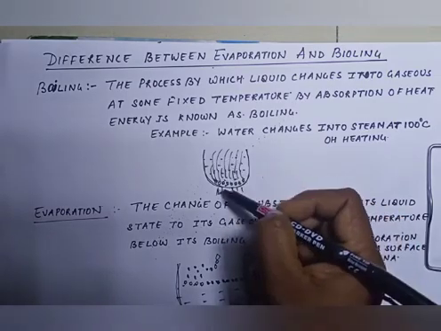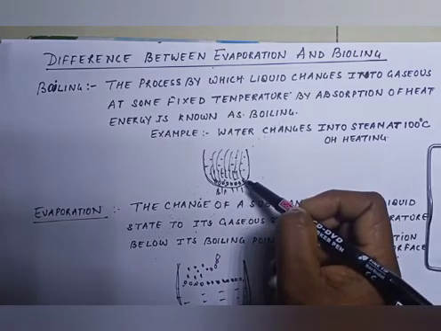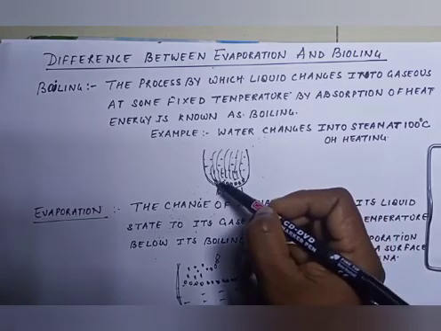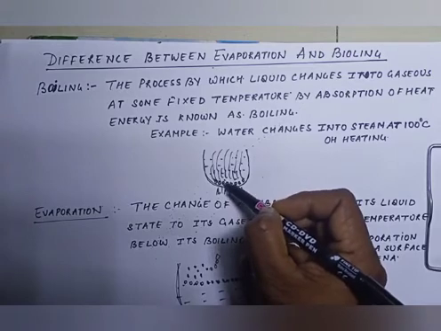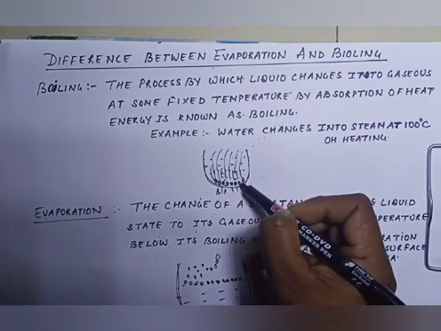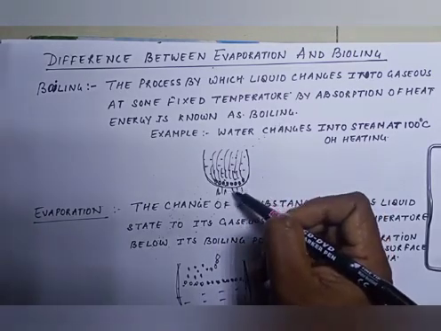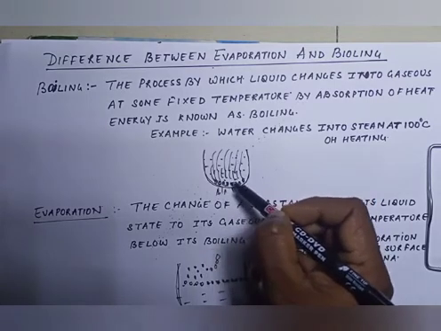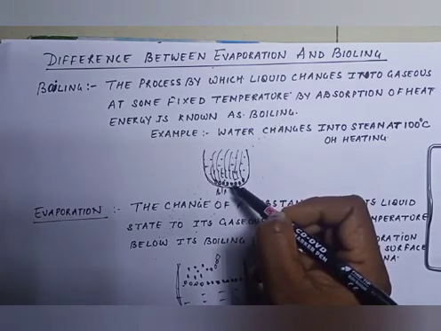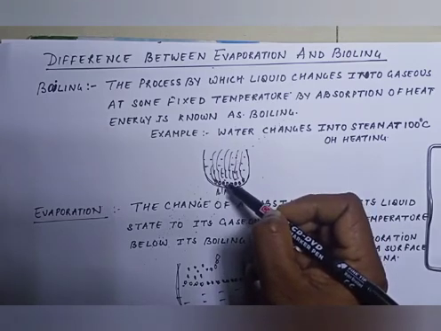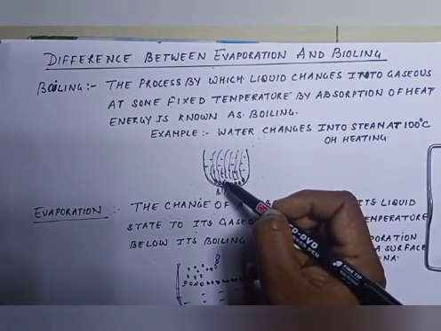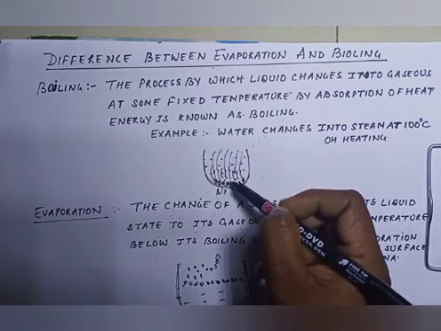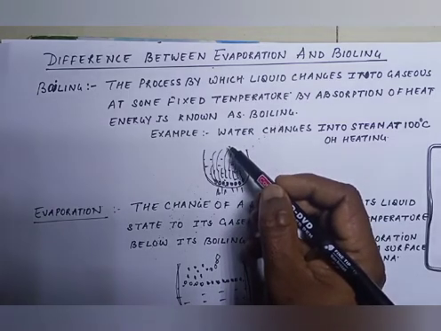So when we supply some sort of heat to the container, what happens? The molecules at the base gain heat energy. As they gain heat energy, they collide with each other. As they collide, they escape. They become vapor and escape.